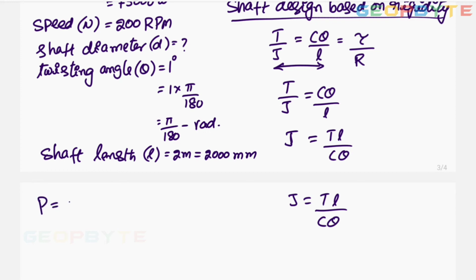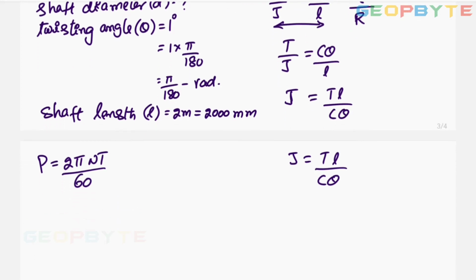Power P equal to 2 pi NT by 60. This T is mean torque only. That condition is not given, like maximum torque is 25% greater than mean torque. Such kind of condition is not given. That's why directly I wrote 2 pi NT by 60. From this, T equal to 60 P by 2 pi N.